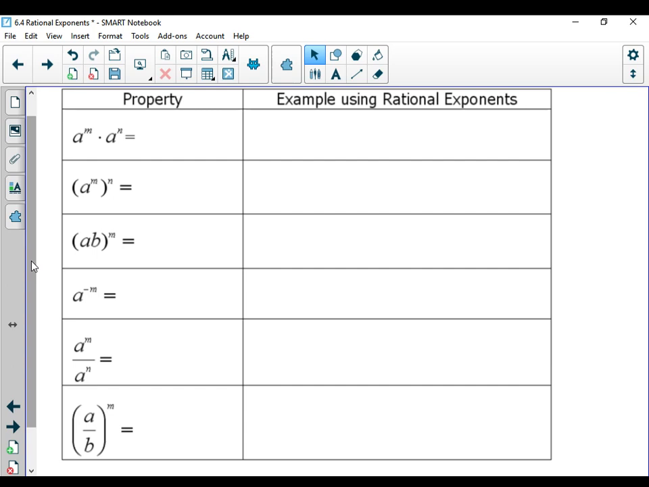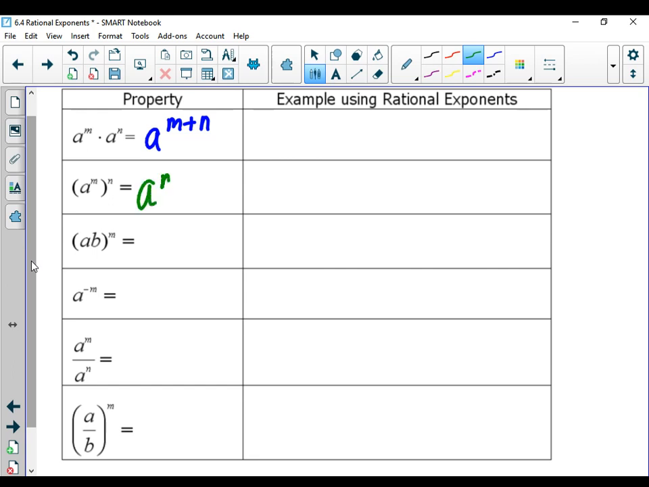So when we are multiplying with the same base, what do we do to our exponents? Add them. If we're raising a power to a power, what do we do to our exponents? Multiply them. Like I said, y'all can rattle these off all day long. But then as soon as a problem shows up, y'all are like, I don't know what to do.